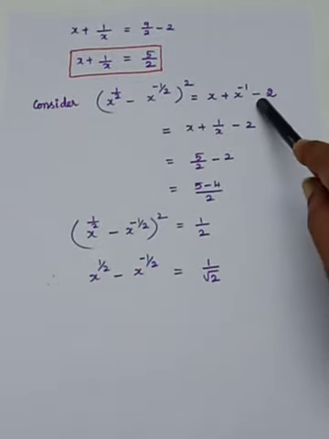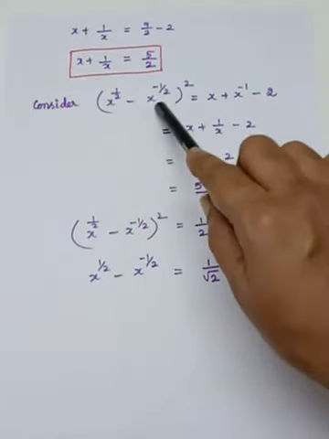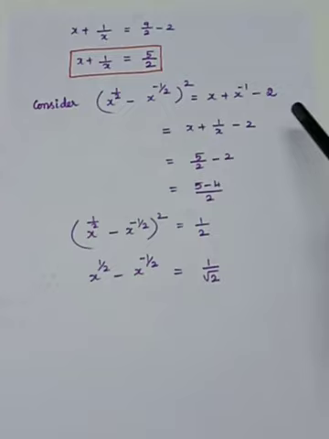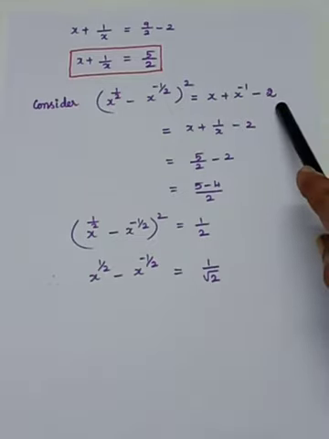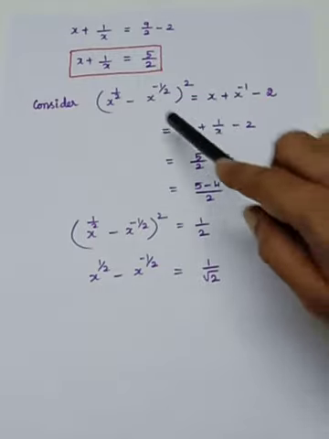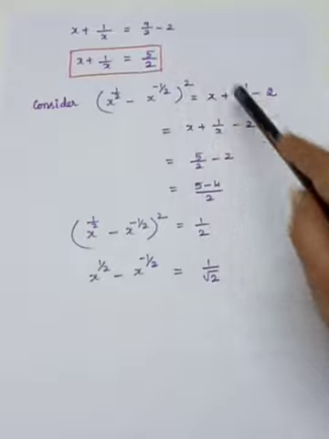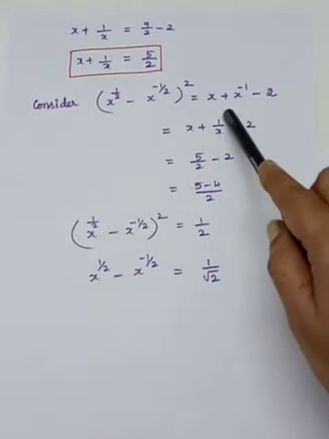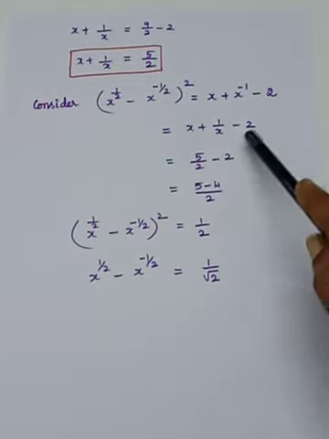Next, minus 2ab, minus 2 into x power half into x power minus half. So, x power half into x power minus half is x power 0. So, x power 0 is 1. So, here I have written only 2. Okay, x power minus 1 can be written as 1 by x. So, from the given result, we have found x plus 1 by x is 5 by 2. So, in the place of x plus 1 by x, you are substituting 5 by 2 minus 2.